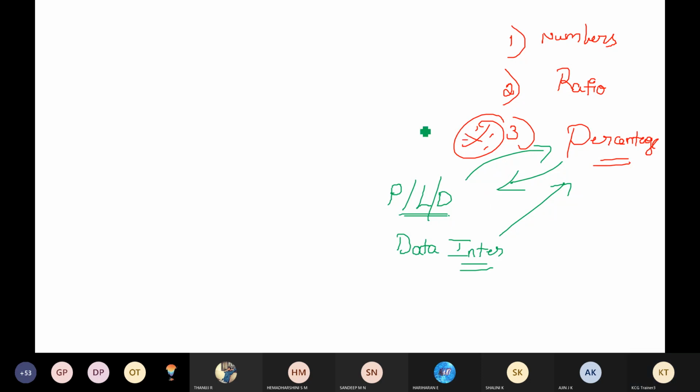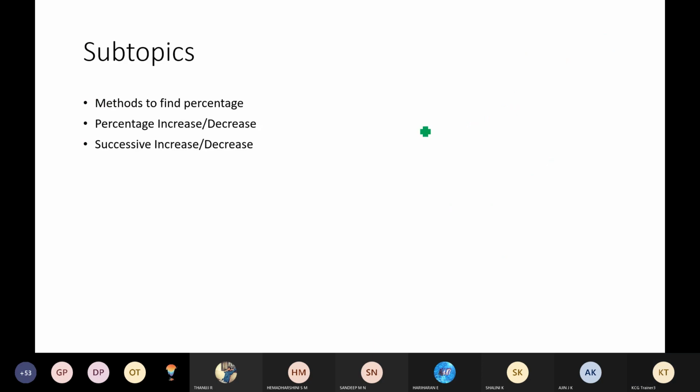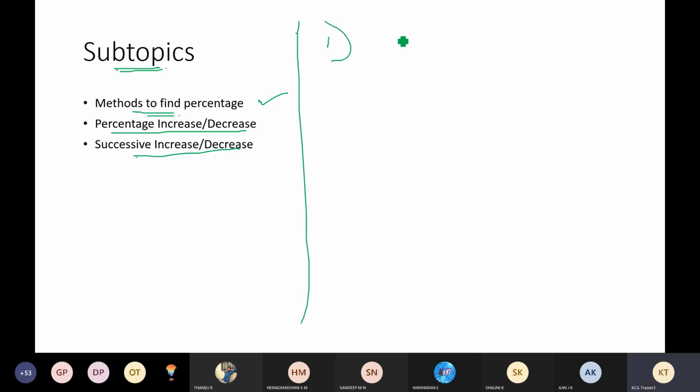And now, getting back, when it comes to percentages, what are the subtopics that we are going to see today? We'll start with methods to find percentages, and then percentage increase and decrease, and then we'll move on to successive increase or decrease. Clear? Now, looking at methods to find percentages, here's my first question. Can you just tell me what is 30% of 40? Tell me the answer. What is 30% of 40, guys?